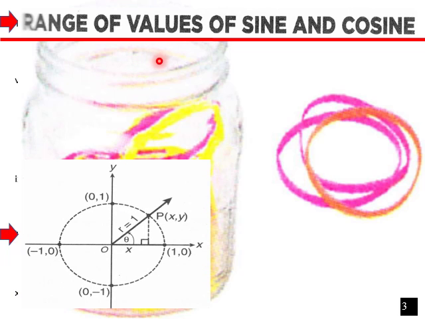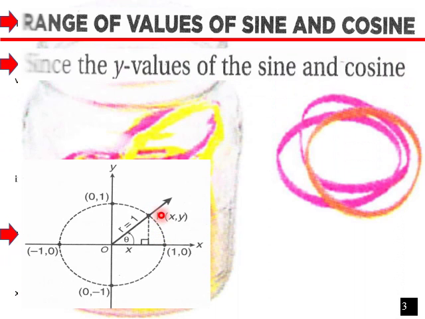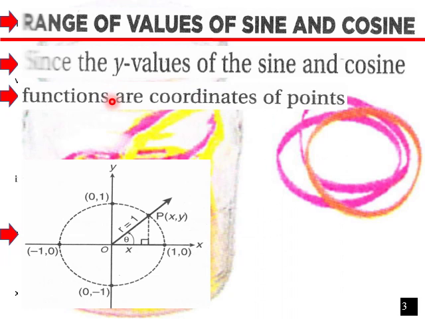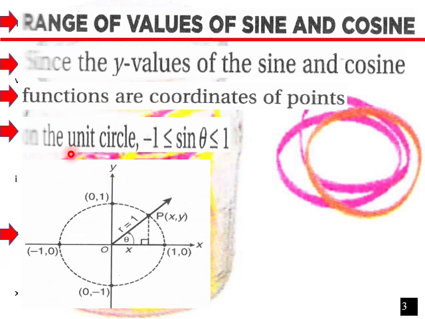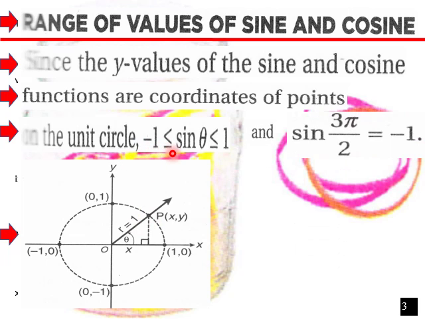Range of values of sine and cosine. Since the y values of the sine and cosine functions are coordinates of points on the unit circle, -1 is less than or equal to sine theta, which is less than or equal to 1. So that would be another way of looking at your values on your unit circle.